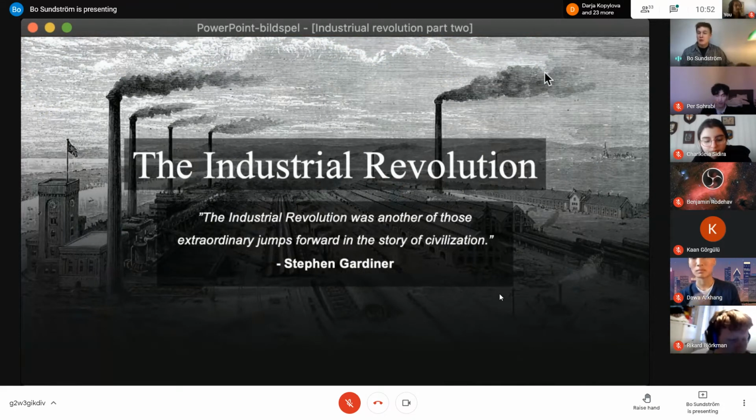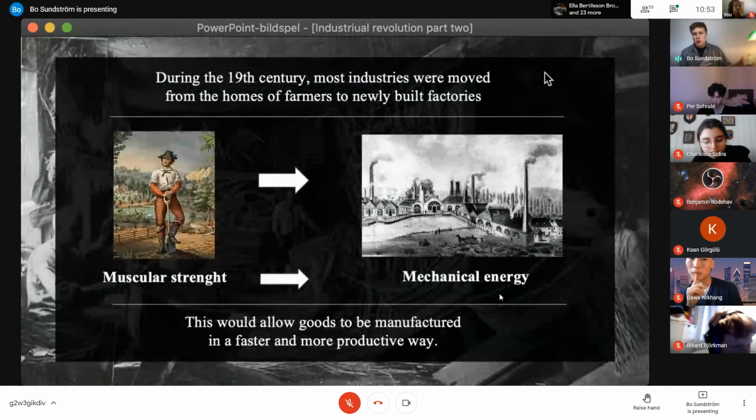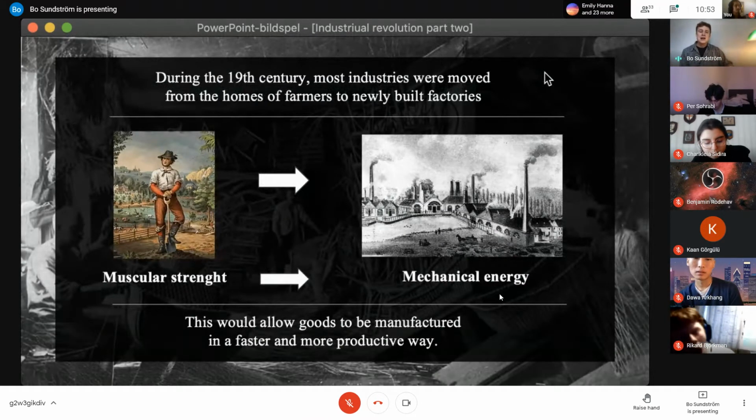We talked about the prerequisites of the Industrial Revolution, why it happened, and especially why did it happen in Great Britain at the time when it did. And we also said that the whole foundation, the core idea of the Industrial Revolution is the transition from muscular strength to mechanical energy. So you can produce goods and fabrics in a lot faster and more efficient way.